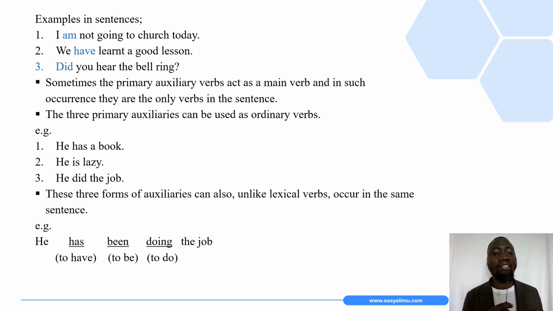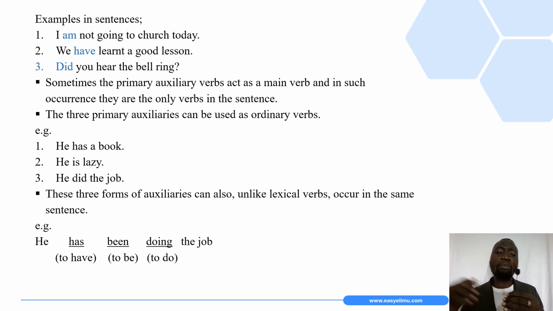So in the first sentence, we have, I am not going to church today. So in that sentence, the auxiliary verb that we have is am, and it is in the form to be. Then the second sentence, we have learned a good lesson. So the auxiliary verb we have in that sentence is have, and it is in the form to have. Then sentence number 3, did you hear the bell ring? So the auxiliary verb that we have there is did, and it is in the form to do.